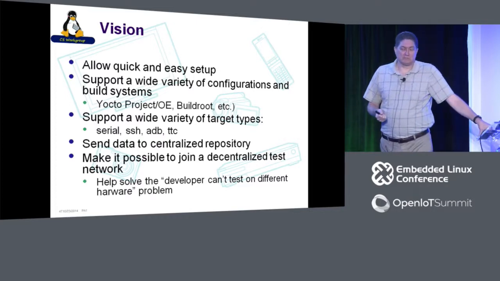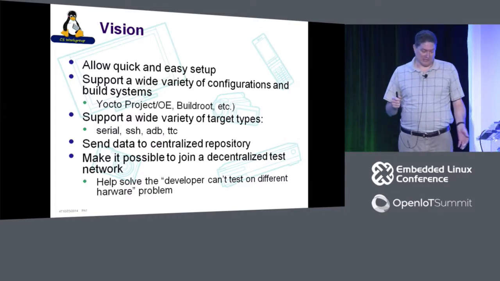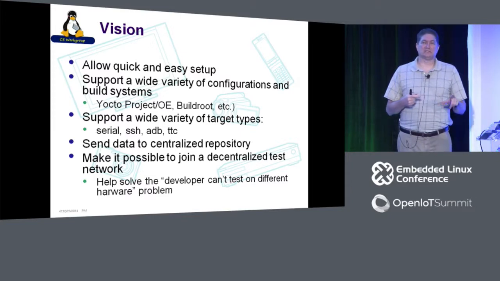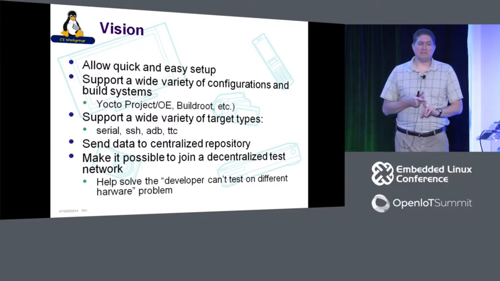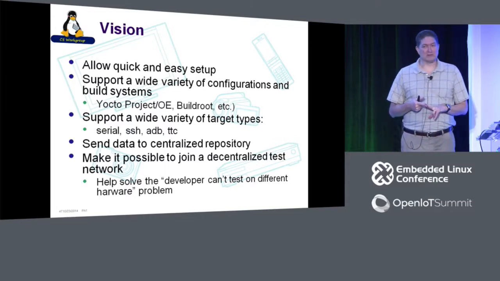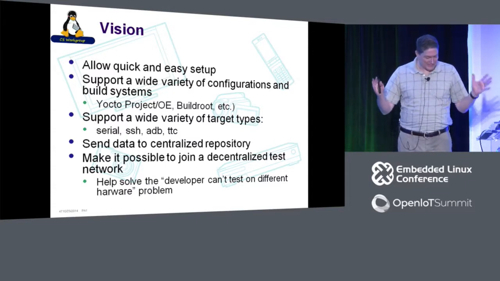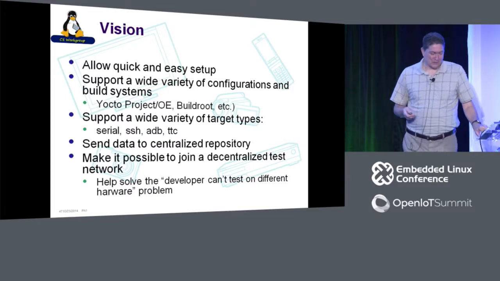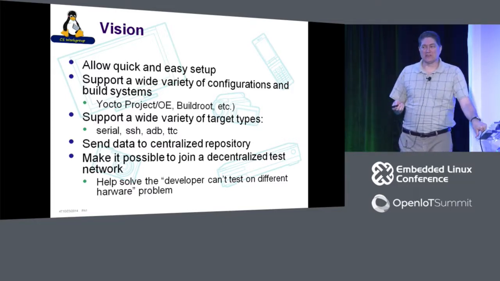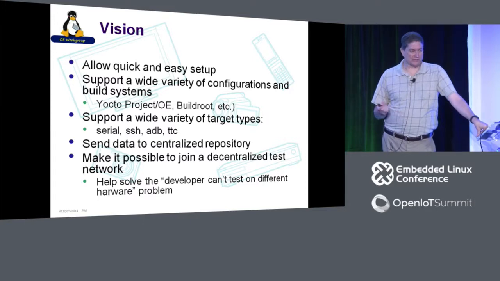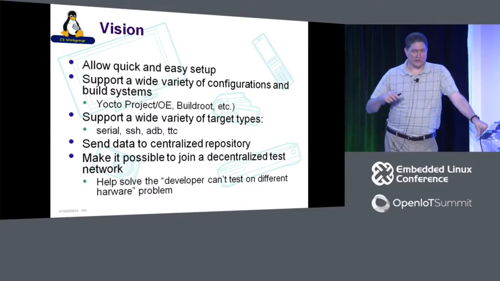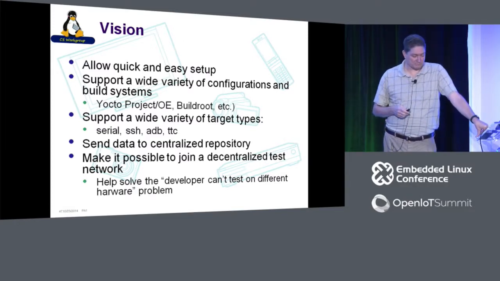We also want to support a wide variety of target types. Right now, we have support in there for SSH. The serial support is stubbed in, but there are a couple of pieces missing. For ADB, there are some patches in the wings waiting to go in. There's something called TTC, which we use at Sony, which I already have working, but no one here cares about that. And then one of our long-term goals is, just like kernel CI, to be able to send this stuff to a centralized repository so that we can see the results of testing on multiple different platforms.